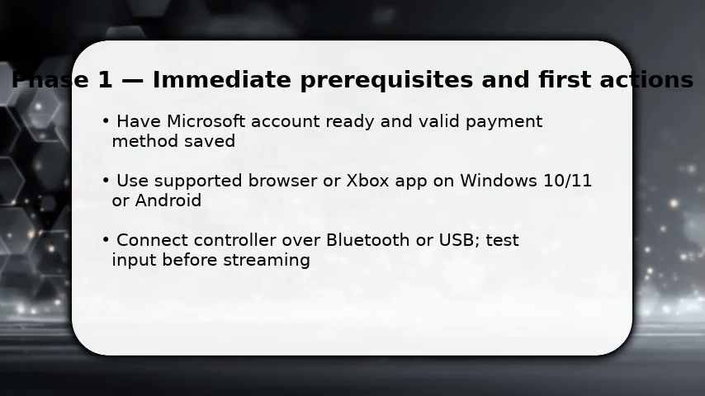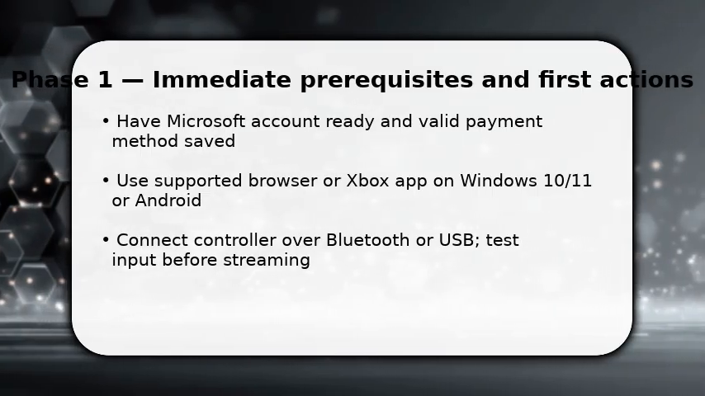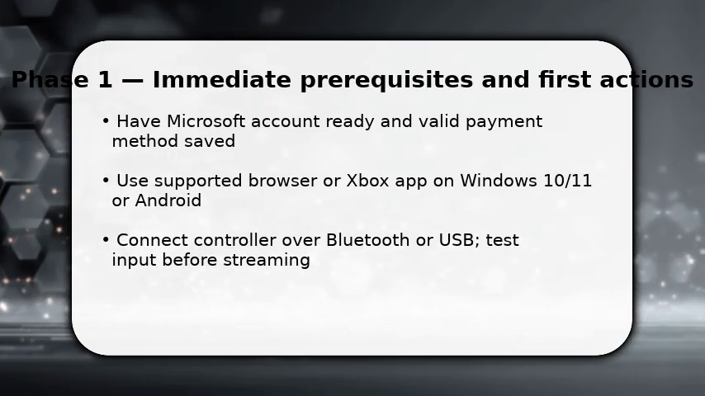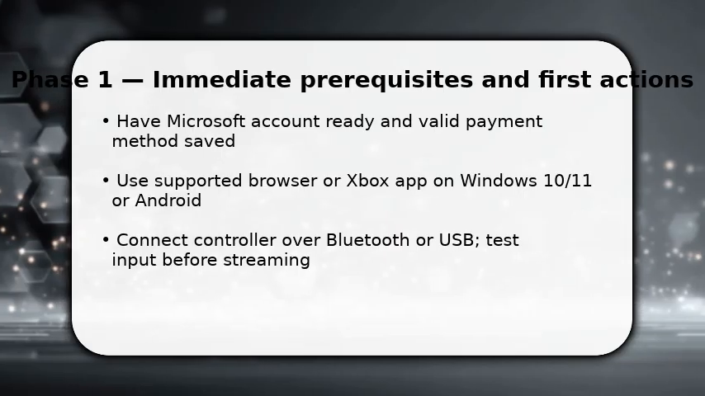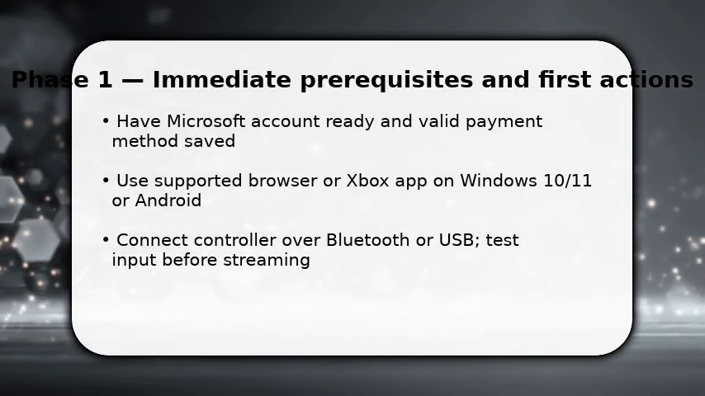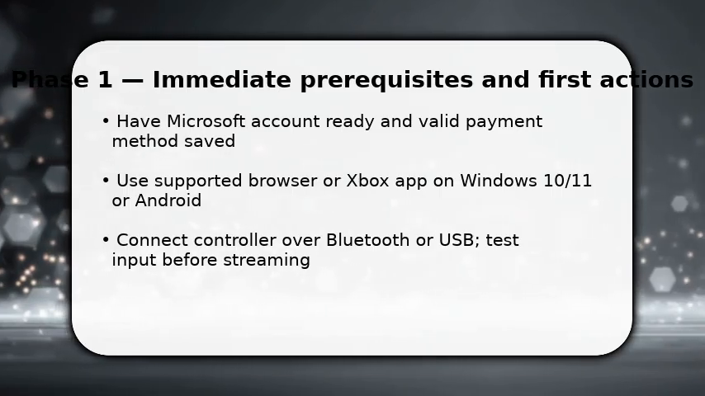You start by signing into your Microsoft account and confirming a payment method. This lets you use trials or buy cloud-enabled titles. Once signed in, open Xbox.com/play in a supported browser or the Xbox app on Windows or Android and choose Play. Make sure your controller pairs and inputs register. Press the Xbox button to confirm.